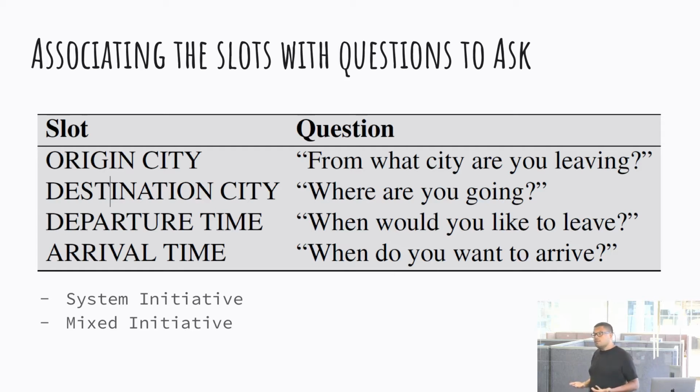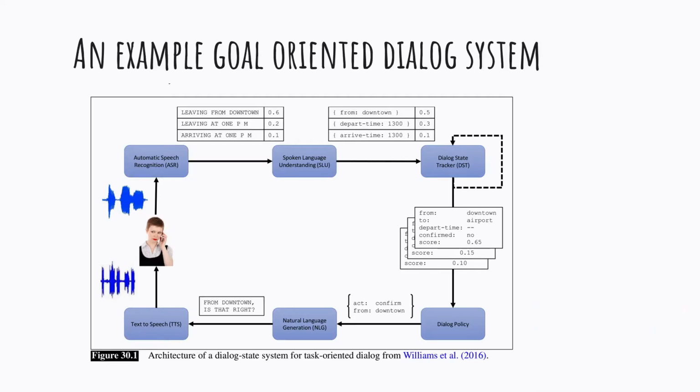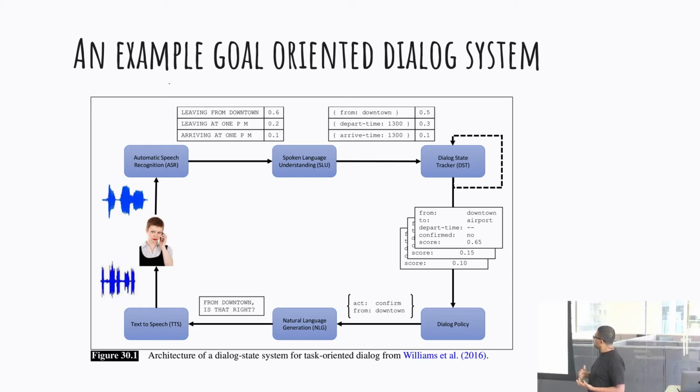So there are system initiative chatbots and there are mixed initiative chatbots, where in a mixed initiative the user actually takes the initiative for the dialogue. Rasa is one such open source tool that's available. Competing tools are Dialogflow. There's a spoken language understanding unit that tries to make sense of the input, extracting information and entities.